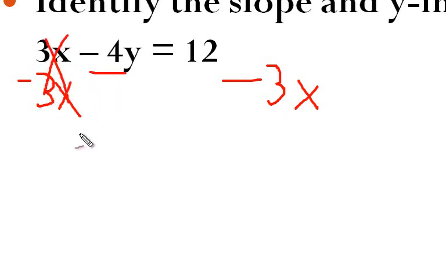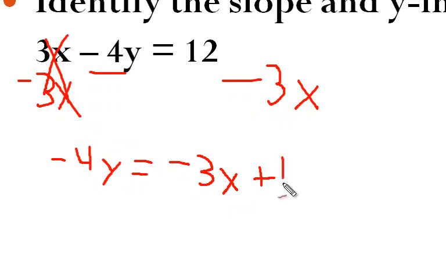We still have this negative 4y equals, I'm going to go ahead and put this negative 3x in front, and then the positive 12 behind it. Alright, last step from here is to cancel out that negative 4. So we're going to do the opposite. Instead of it being multiplied by y, we're going to divide it.